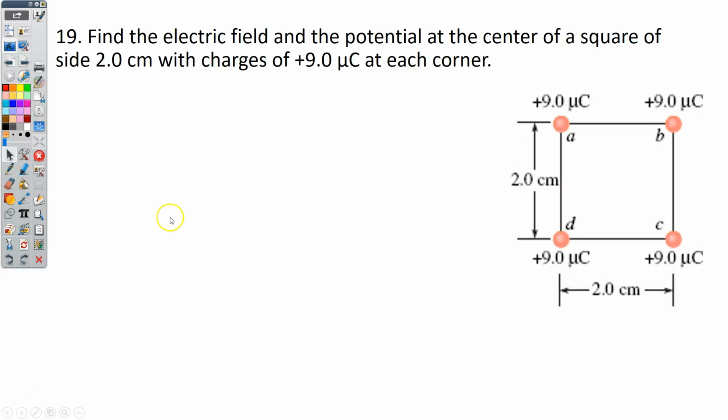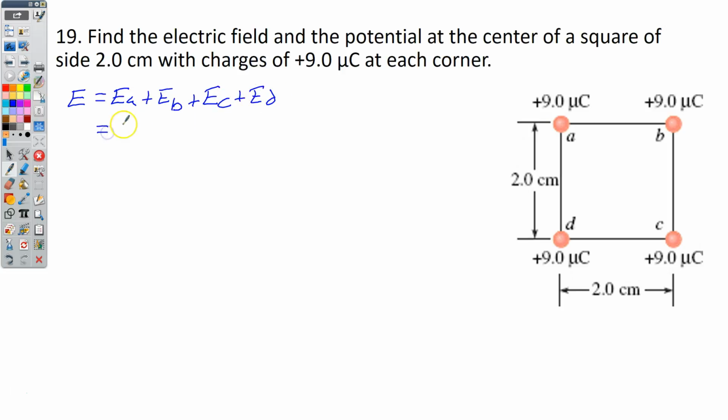For number 19, it says find the electric field and the potential at the center of a square of sides 2 centimeters. So all of these sides are 2 centimeters, and we have the same charge on each one of those corners. The first thing that we want to do is find the electric field at the center due to each charge. So the electric field is equal to EA plus EB plus EC plus ED.